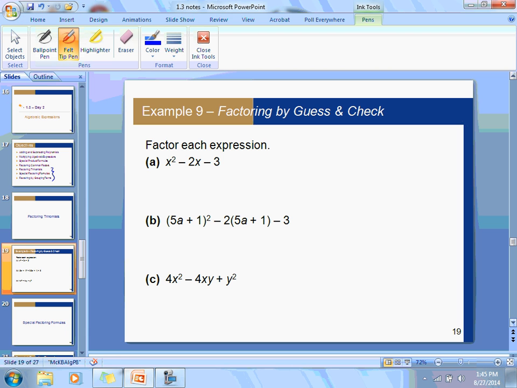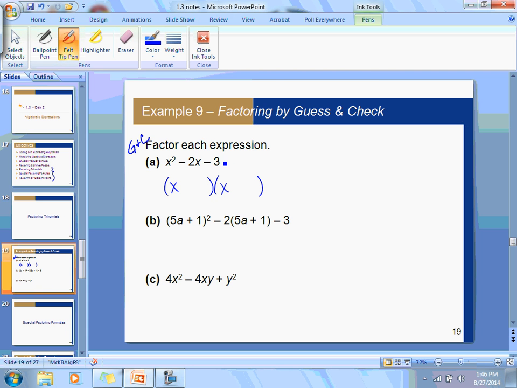So for part A, when you have an expression like this with a trinomial, you have your x squared and your minus 2x and then your minus 3. You want to ask yourself, okay, what are the factors of 3 that will add up to a negative 2? And when we use the guess and check method, that's most commonly what it is called, you want to set up your two sets of parentheses, and then you're going to say, okay, what times what is x squared? Well, that's got to be an x and an x, so x goes in the first place in each parenthesis.